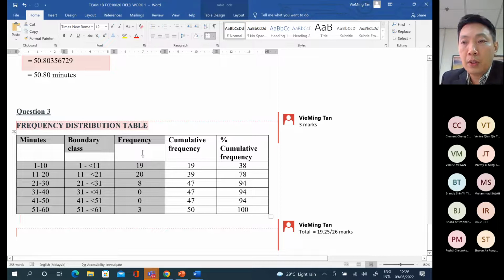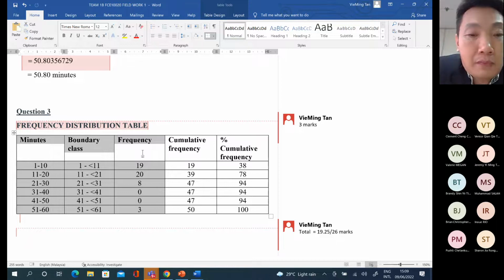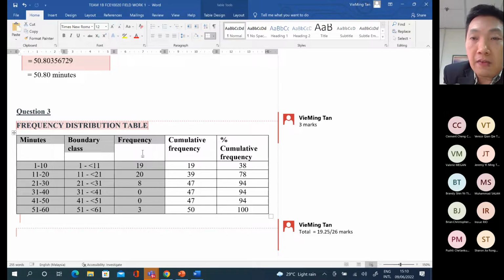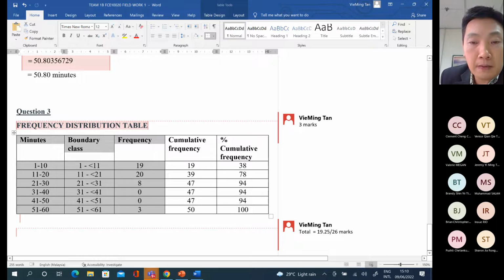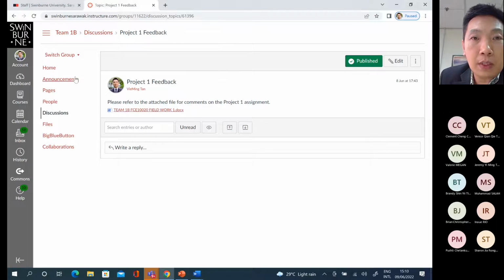Okay, so any question from team 3B? No, this is 1B, sorry. Team 1B. The comment you can just get from the Canvas side, under the discussion section. Then we'll move on to 1C, group 1C.